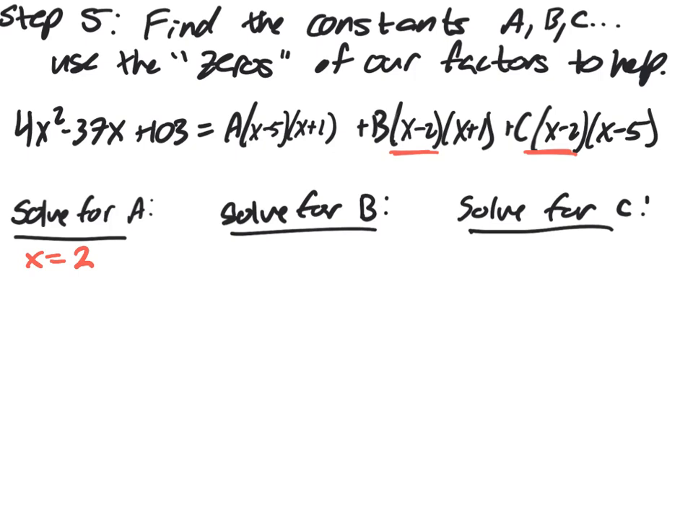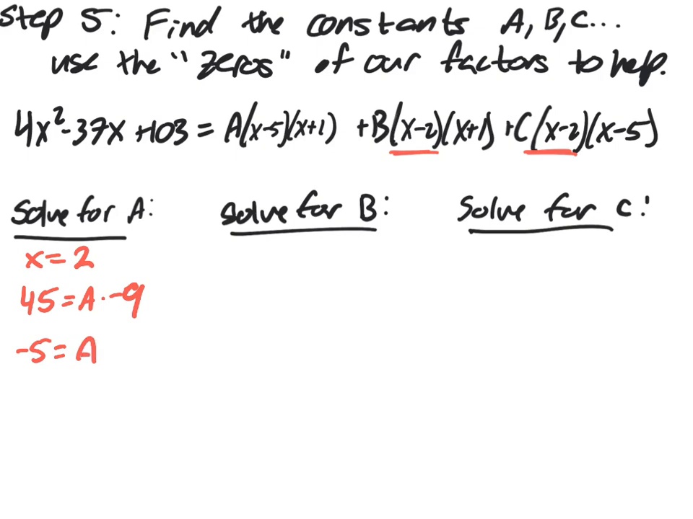So on the left-hand side, we're going to plug in 2 for x, and we're going to get 45. And then on the right-hand side, we're going to get a times negative 9, and then just finish solving. So negative 5 equals a.